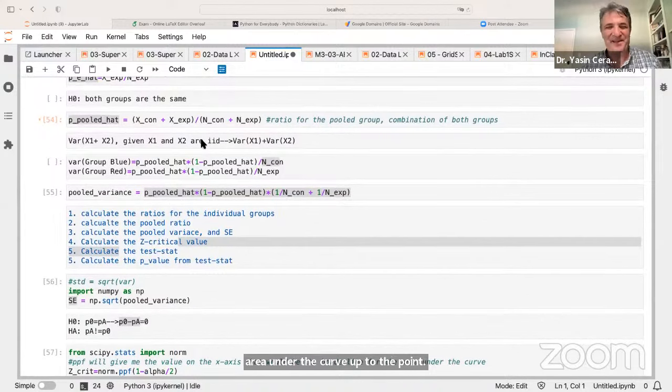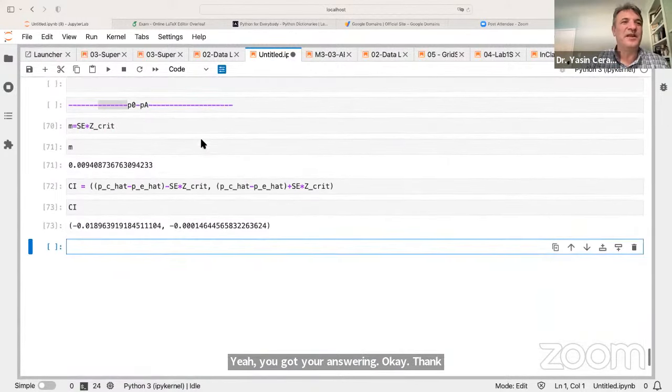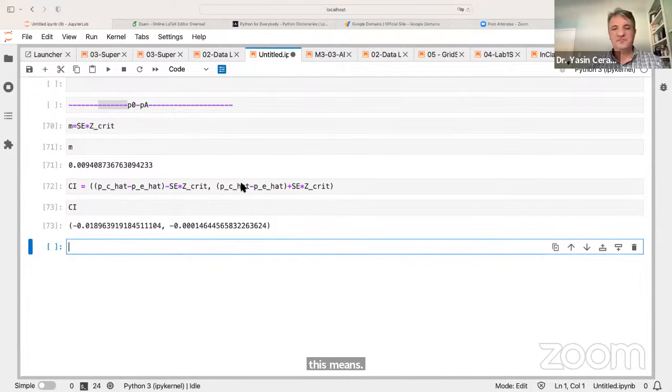Okay, thank you. Anybody who would like to give some explanation on what this means, CI, the confidence interval? Let me take a short break for myself.